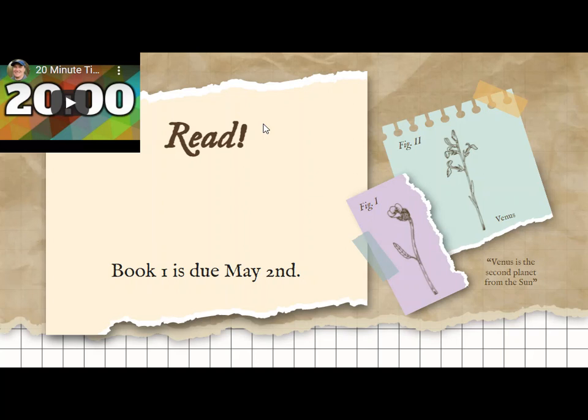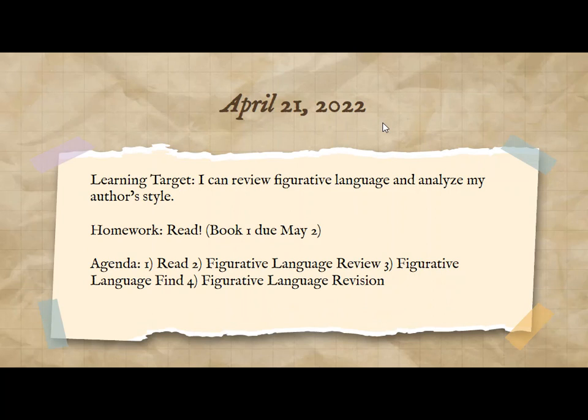So you're going to start your day off by reading for 25 minutes, and a reminder that book 1 for your author study unit is due May 2nd, so you want to make sure you're keeping up with your reading. All right, today is April 21st, 2022. Your learning target: I can review figurative language and analyze my author's style. Your homework is to continue reading your book. Our agenda for today is to read, to review figurative language, to find some in your books, and then there is a revision activity on Schoology.